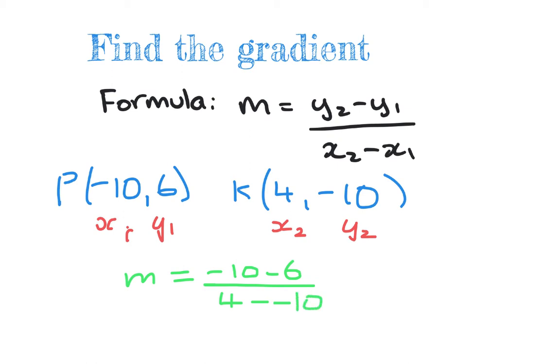And now I'm going to use my calculator to get an answer of -8 over 7, and that's the gradient between the 2 points of Phuket and Koh Rock.